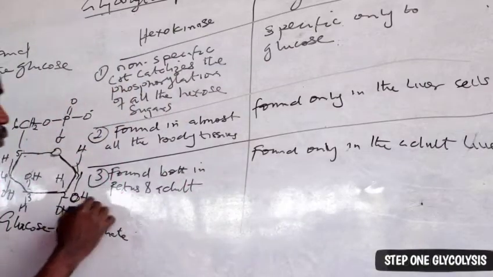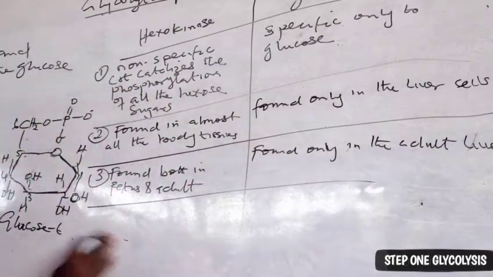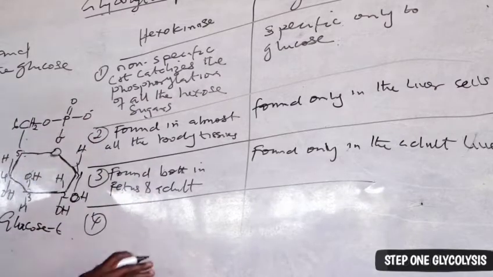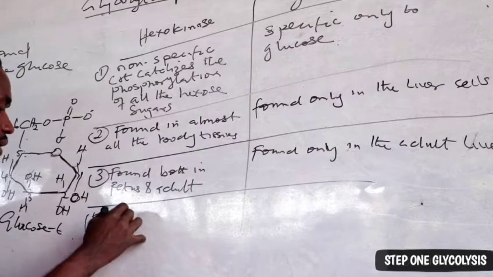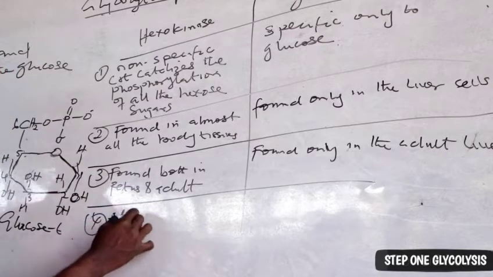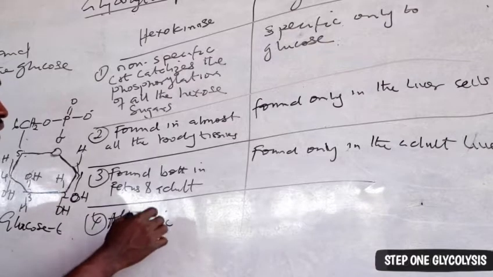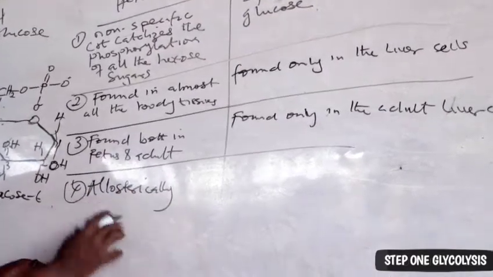Then these differences will help you understand your work. Number 4 is that hexokinase is allosterically inhibited. I'll explain, because we'll be using the allosteric inhibition and activation, so I will explain it here.